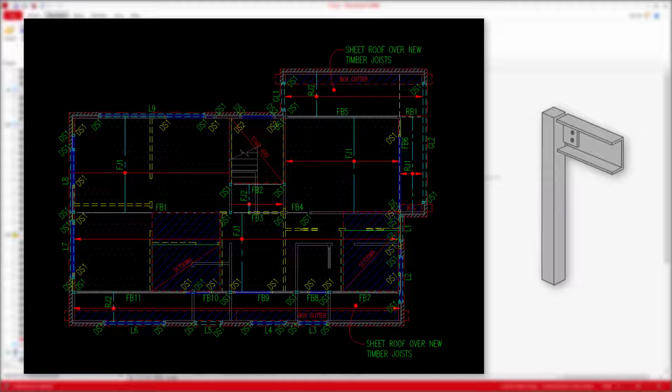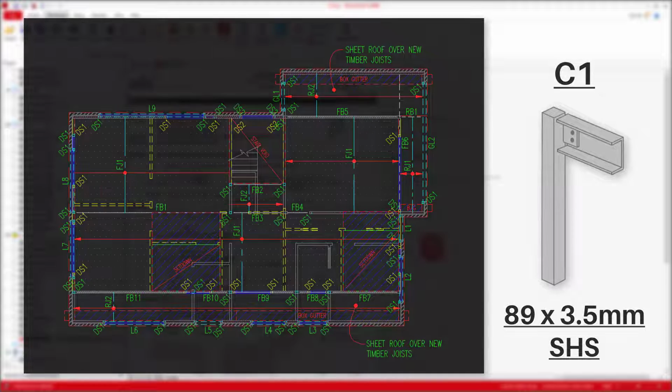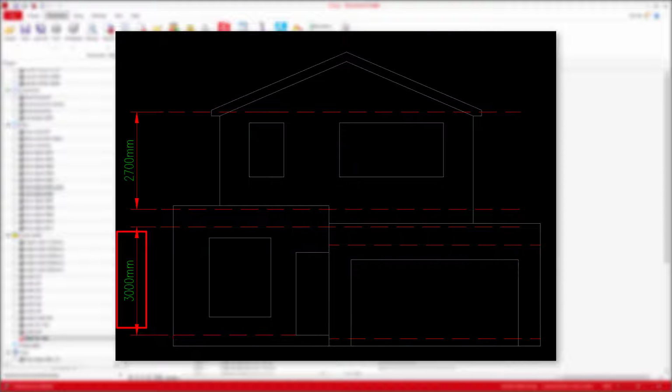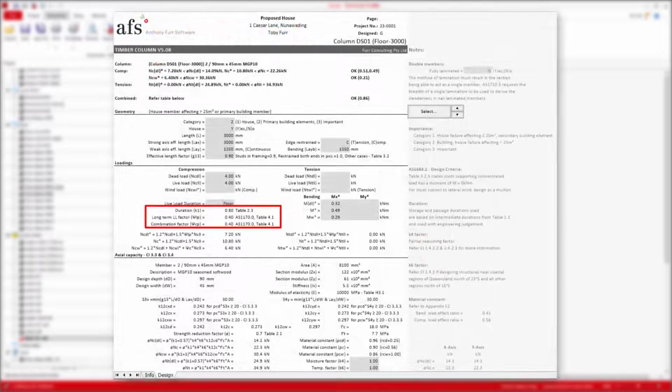Our go-to column size will be an 89 by 3.5mm square hollow section, which we'll call C1, and then increase the thickness of this column as needed. We're using an 89 as it fits nicely inside 90mm stud-work. What we'll then want to create is various column designs using our 3-meter floor to ceiling height, and work out the max load allowable for each type. As we have both floor and roof loads, we'll also need to consider roof and floor supporting timber columns separately, due to the psi values and K1 factor used in timber design.